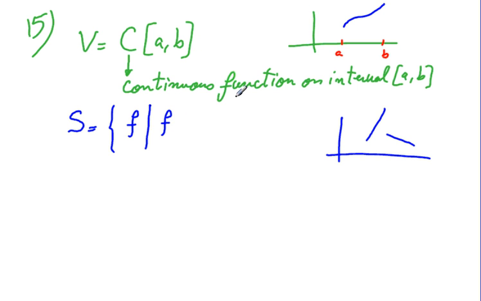Who are these guys? These were functions. So any chunk we take is going to be made out of functions. So F is a function. F is a function with what property? With the property that F of A is 0.